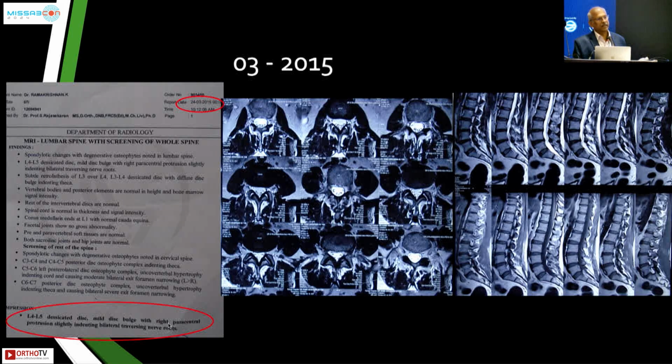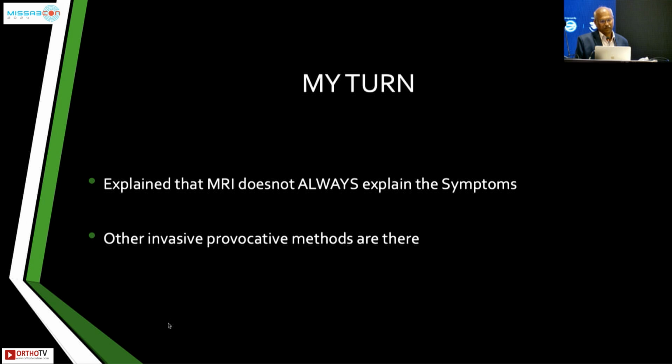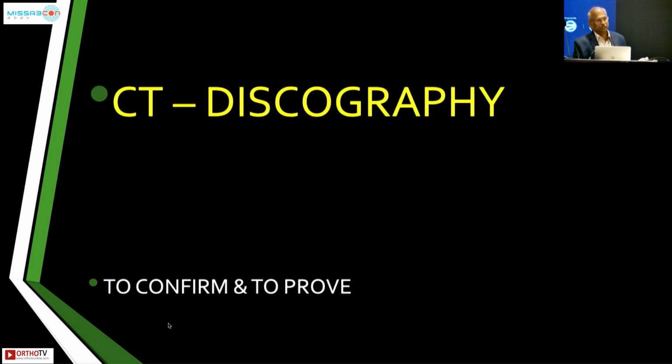What do we do? Again repeat an MRI. So in 10 years he has had 11 MRIs from different places, everything reported as normal on the left side. Right side. The patient is having symptoms on the left side. So I had the opportunity to have a go at him. I explained to him that MRI does not always correlate, so there are other invasive provocative methods which might be helpful to you. So I somehow convinced him for a CT discography to confirm and to prove.